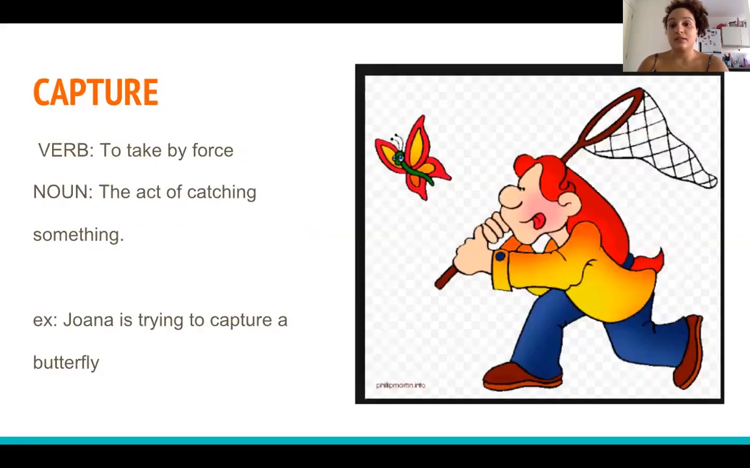All right. Next word, capture. Okay, can you repeat with me 3 times? Capture, capture, capture. Well, capture could be a verb, the action to take by force, or a noun, the act of catching something. For example, in this picture, Joanna is trying to capture a butterfly. That's the verb. Joanna is trying to capture the butterfly. As a noun, we can say the capture of the butterfly was very hard. All right, so do you understand this difference when we use it as a verb and as a noun?